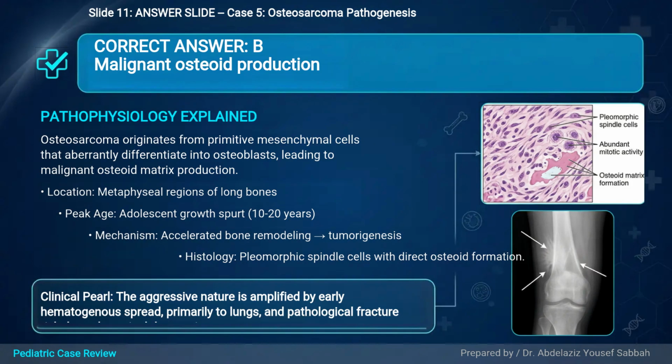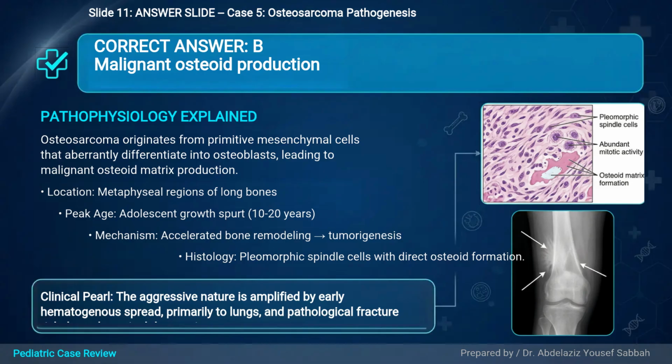Osteosarcoma originates from primitive mesenchymal cells that aberrantly differentiate into osteoblasts, leading to malignant osteoid matrix production. Key pathological features include location in metaphyseal regions of long bones, peak age during the adolescent growth spurt between 10 and 20 years, mechanism driven by accelerated bone remodeling leading to tumorigenesis, and histology showing pleomorphic spindle cells with direct osteoid formation. The sunburst periosteal reaction on X-ray reflects rapid tumor growth breaking through the cortex and lifting the periosteum.